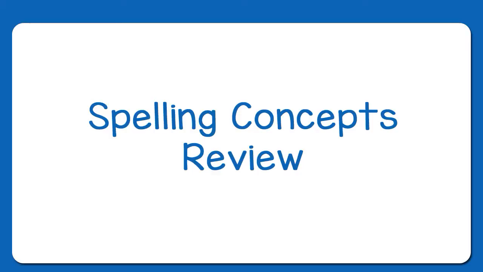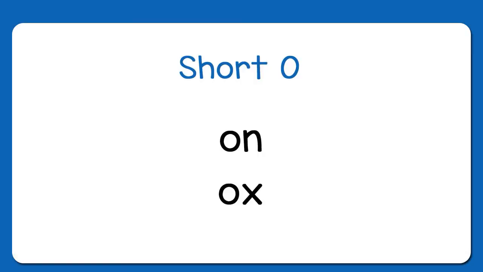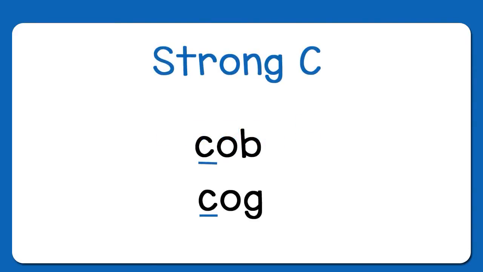Let's review what we learned in Part 1. Our first new spelling concept was short O. It is the sound of ah, as in the words on and ox. We know the vowel sound in these words is short O because of the letter pattern, a single vowel letter followed by a consonant. Then we learned more about strong C. The letter C is consistently used for the sound of k, especially when it is followed by the letter O, as in the words cob and cog.